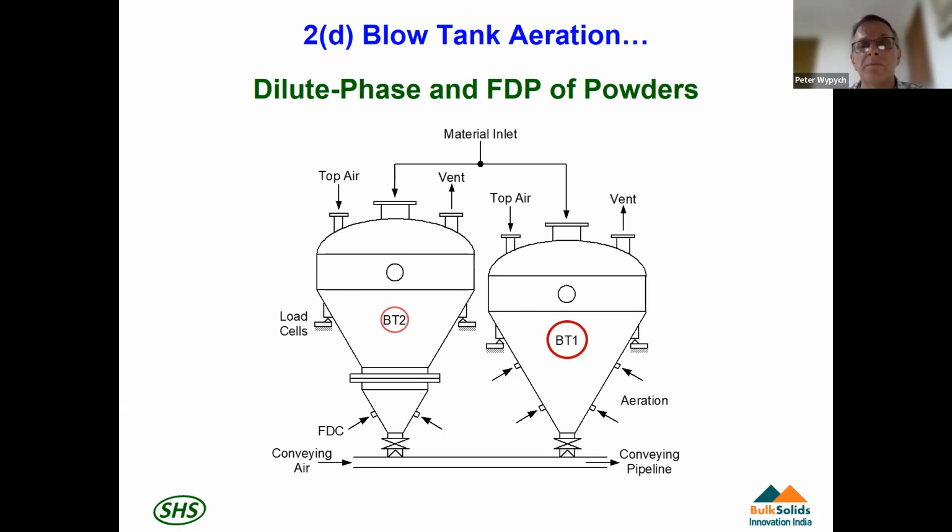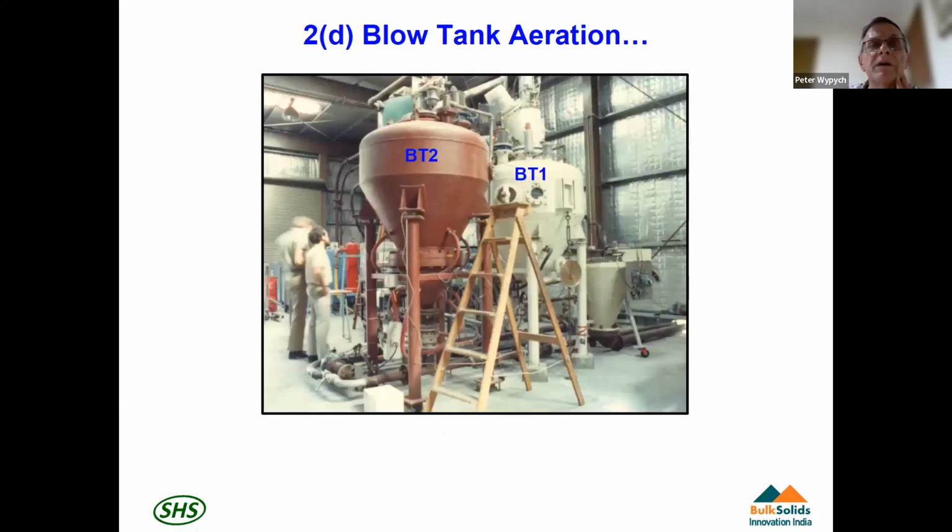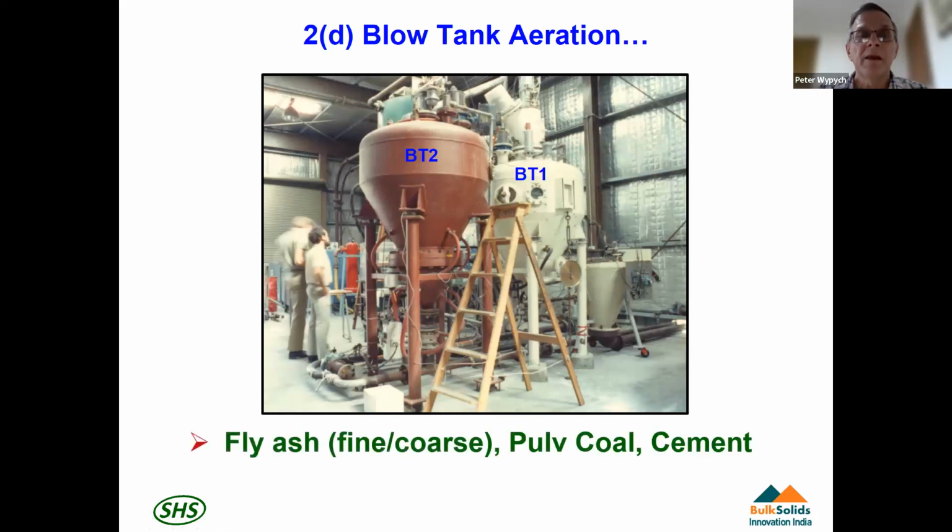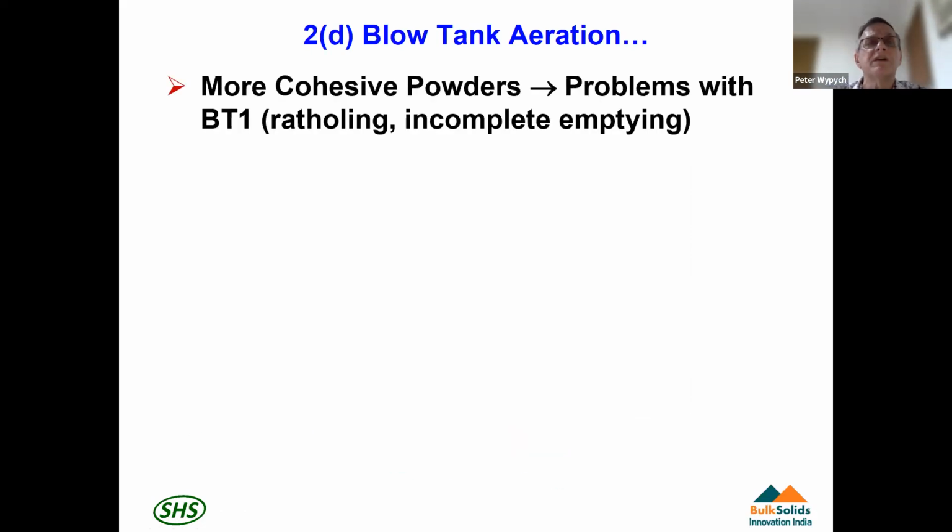Blow tank 1 is the original one. Blow tank 2 has the fluidizing cone, as you can see here. Blow tank 1 is just single point injection. They have the same capacity, same outlet valve, same pipeline, etc. So it's a valid side-by-side comparison. Anyway, we tested ash, fine and coarse. We also tested pulverized coal and cement. And just to summarize some key results.